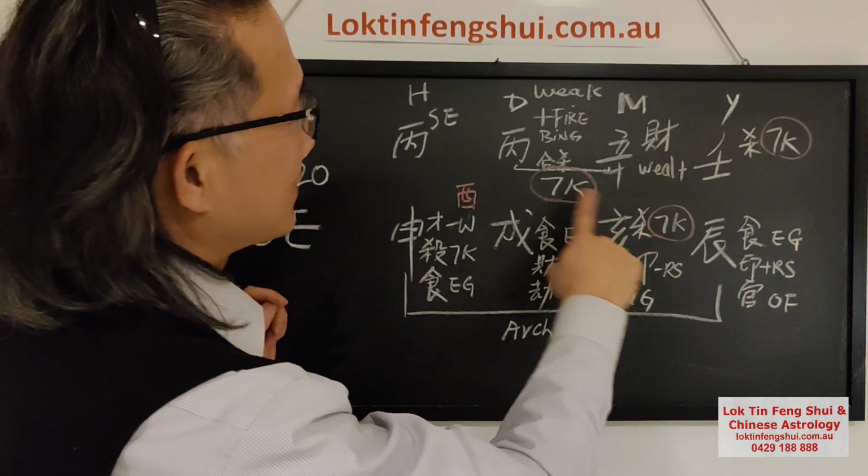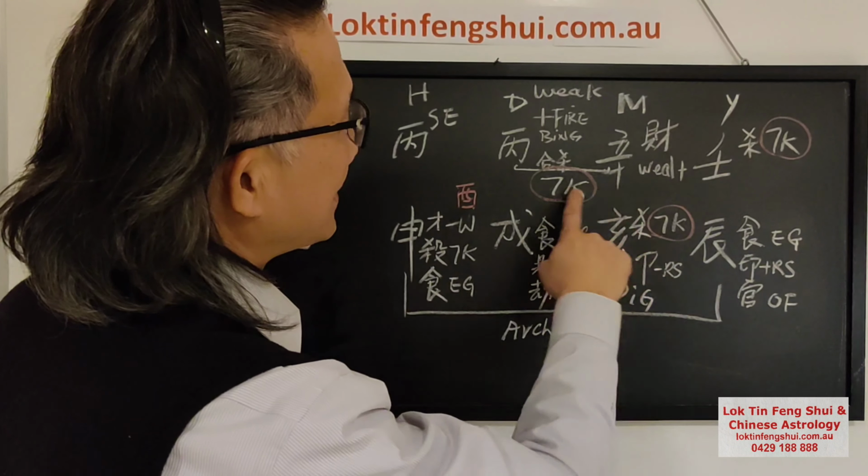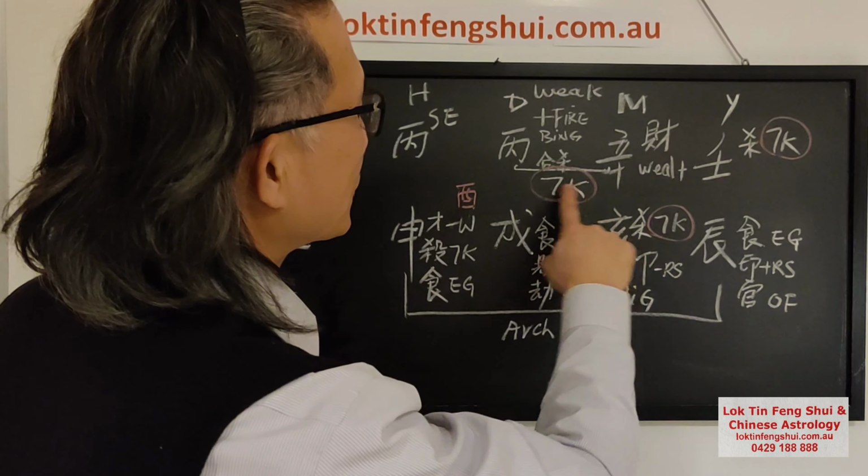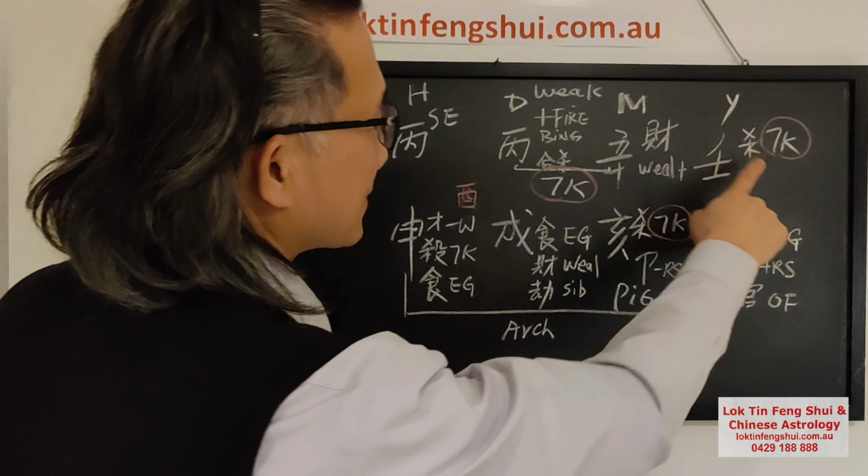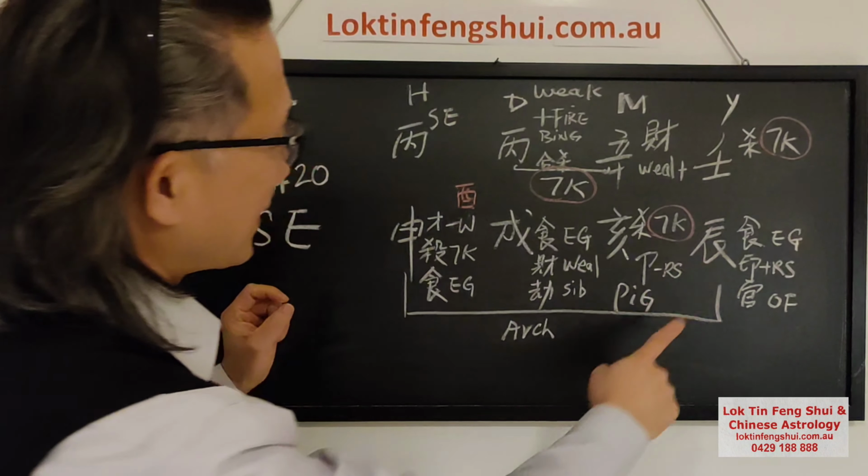What is special about this chart is that the month is a seven killing, and in the stems there's also a seven killing. So the seven killing is very, very strong. Here the yang fire and the yin metal combine, and we see whether it transforms or not. It is yes, because the month is the seven killing, so it transforms to seven killing.